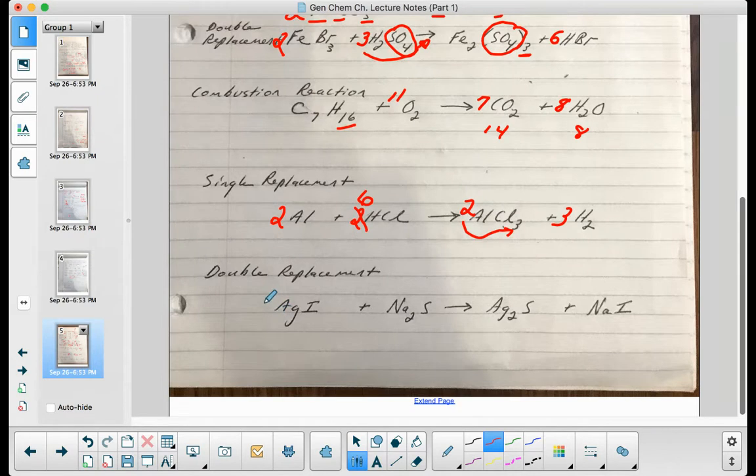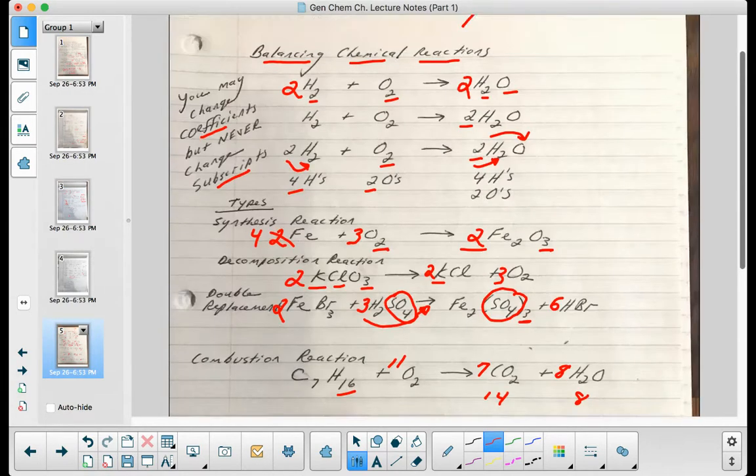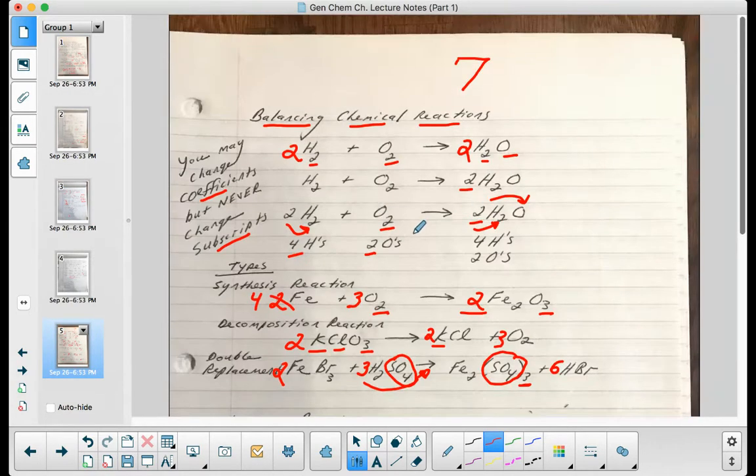This one's pretty straightforward, I think. I put a 2 out front here. That gives me 2 silvers and 2 iodides. I'll put a 2 over here. And when I do that, it takes care of this 2. And now I think everything's balanced. So I'm going to go back to each of these reactions and talk about them as a type of reaction.